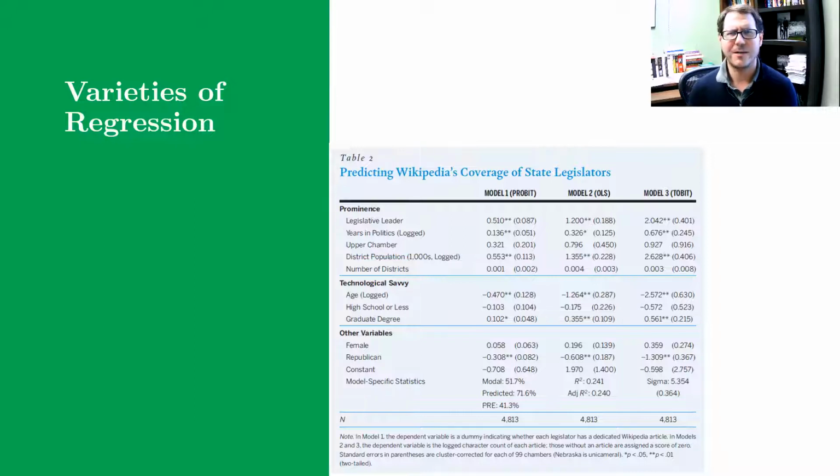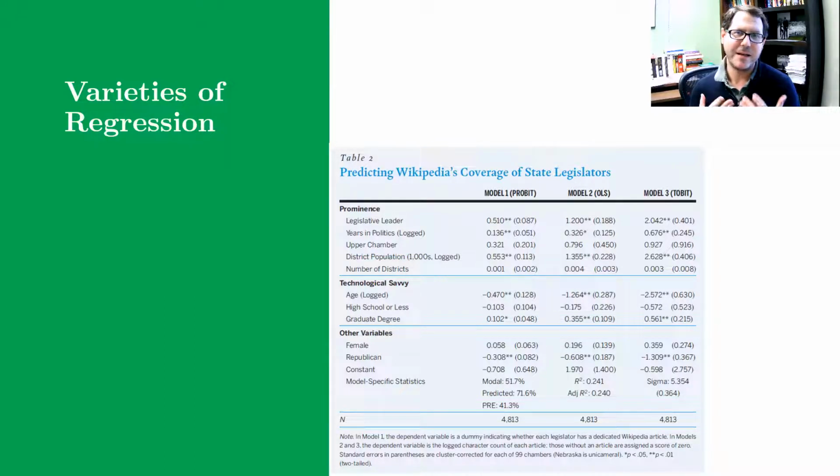So logged character count. Character count is how long the articles are, and logging it creates this diminishing return sort of effect. But it can still be 1 or 2 or 3 or 5 or 10 or 1,000. I think it can take on any of those values. And so we can analyze that using an ordinary least squares model.